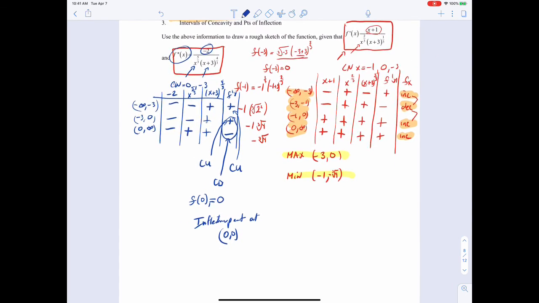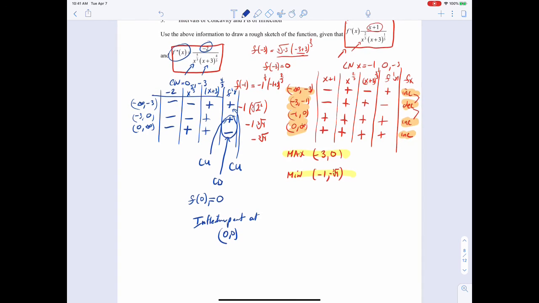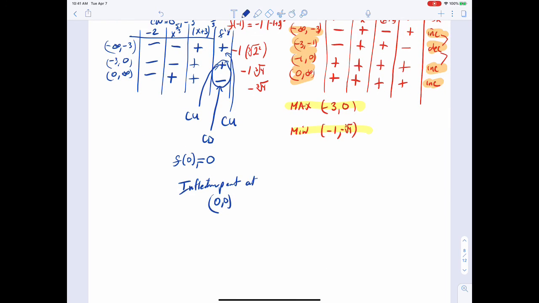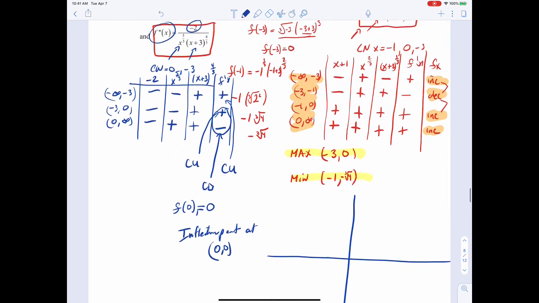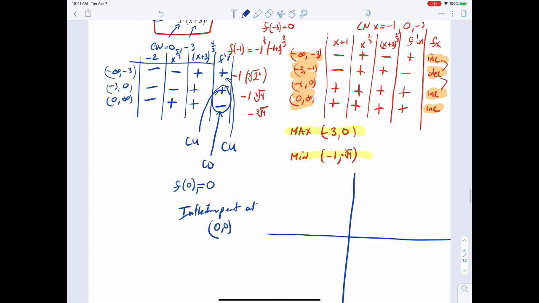Now it says use the information to draw a rough sketch of the function. So now this is where this stuff gets a little tricky. We have to now put this all together into a picture. All right? So when we're putting this all together into a picture, we know we have a max at -3 and 0. This is a max, -3 and 0. We know we have a min at -1 and cube root of 4, which is just a little bit past 1. So this is a min here.